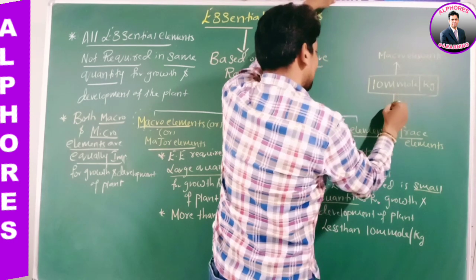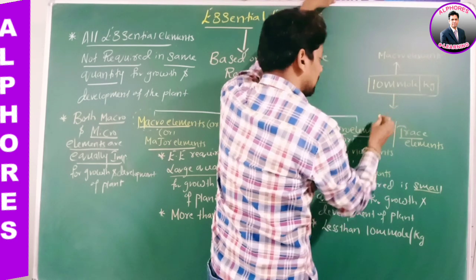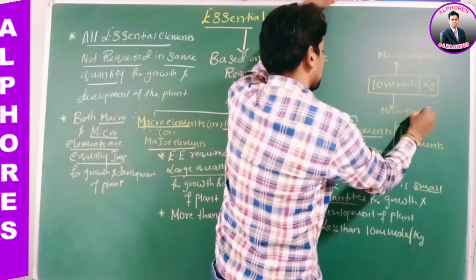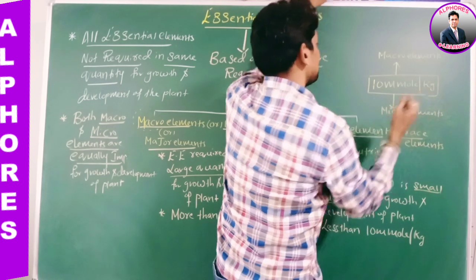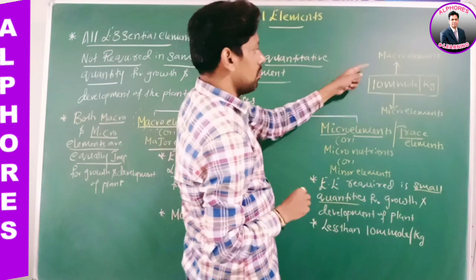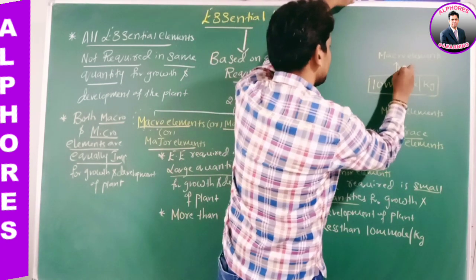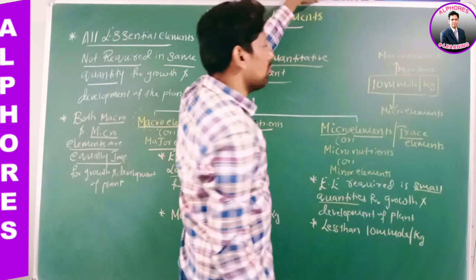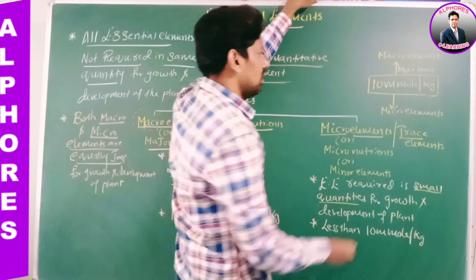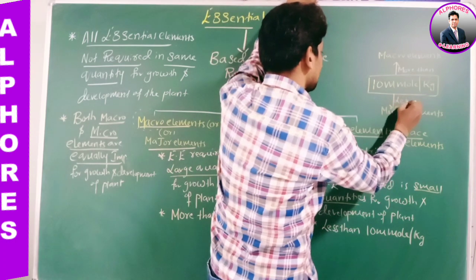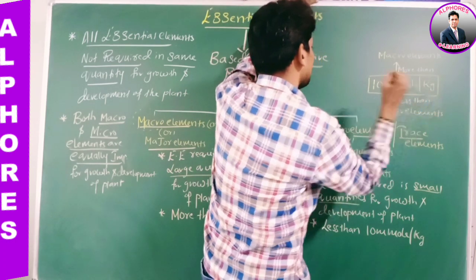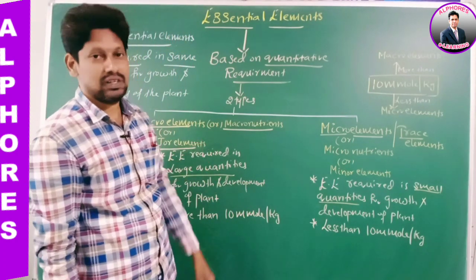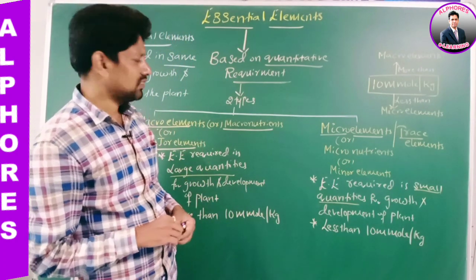Less than 10 mole per kg, what are we going to call them? Micro elements. Is this statement okay? Therefore, more than 10 mole per kg, macro elements. Less than 10 mole per kg, micro elements. Is this concept clear? Right. Now, listen to this statement.